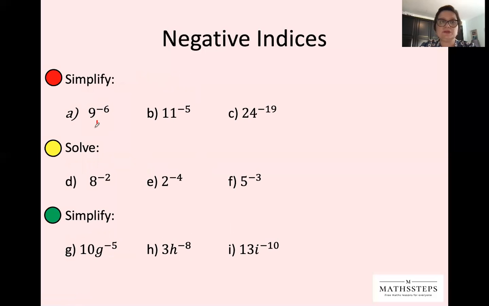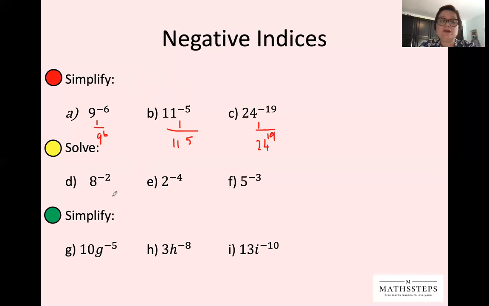The answer is going to be 1 over 9 to the power of 6. Next one, 11 to the power of minus 5 is the same as 1 over 11 to the power of 5. And this one is going to be the same as 1 over 24 to the power of 90. So remember this rule, because this rule is widely used when you simplify algebraic fractions.